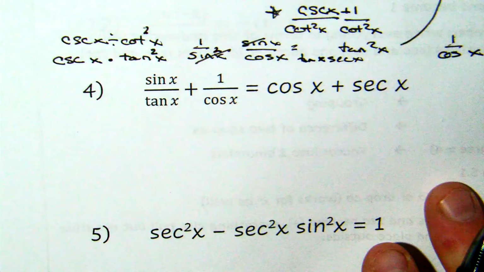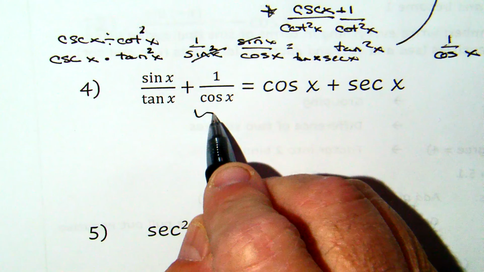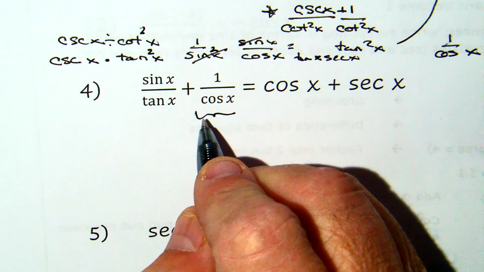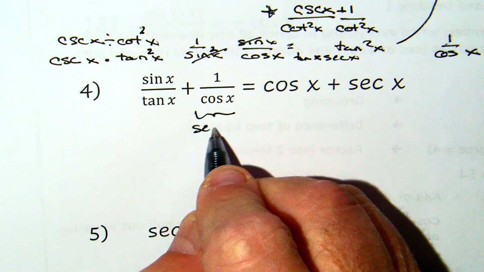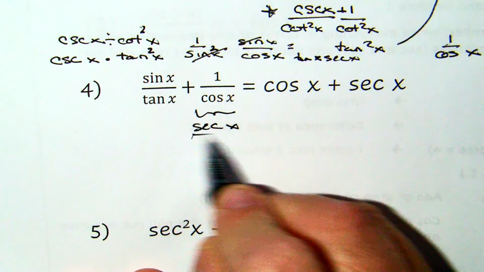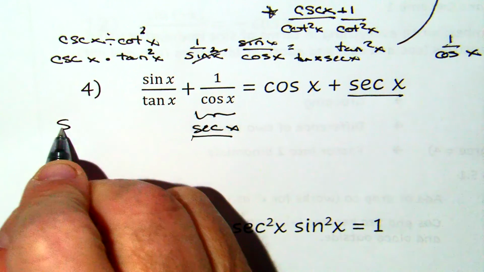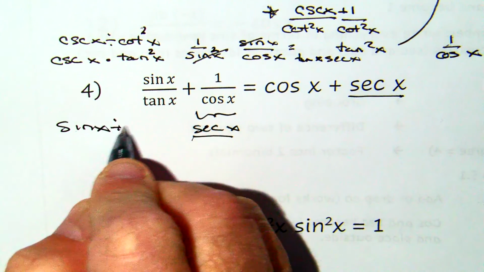We look down at number 4. What's 1 over cosine x equivalent to? In other words, what's the reciprocal of cosine? Secant. Are those two now exactly the same? Yep. So now I take sine x divided by tangent x.